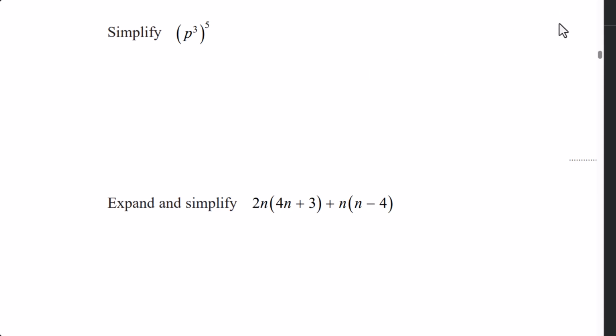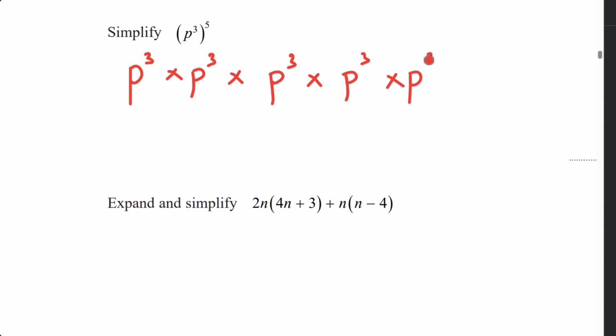Okay, so we need to simplify p to the power of 3 raised to the power of 5. And that will be p to the power of 3, 5 times. Okay, and of course, we'll take one of the base, and then you add the powers. So you got to add 3 plus 3 plus 3 plus 3 plus 3.